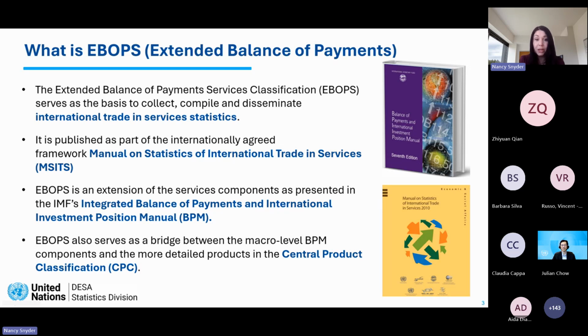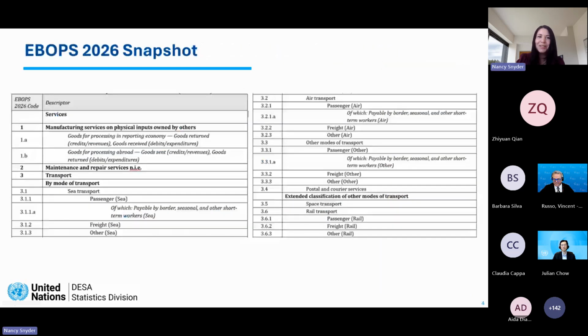EBOPS also serves as a bridge between these macro level BPM components and the more detailed products in the Central Product Classification, or CPC. Here's just a really brief snapshot of what EBOPS looks like. There's actually 17 main components, but as you see, it goes down into some detail for each category, and really does include a lot of extra granularity in this revision versus the previous EBOPS 2010 version.